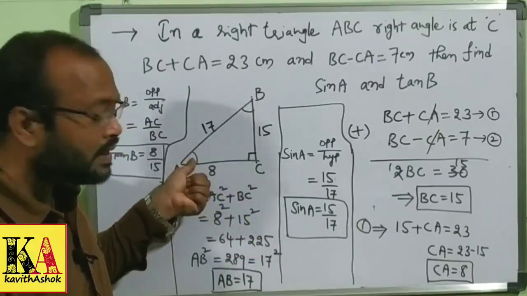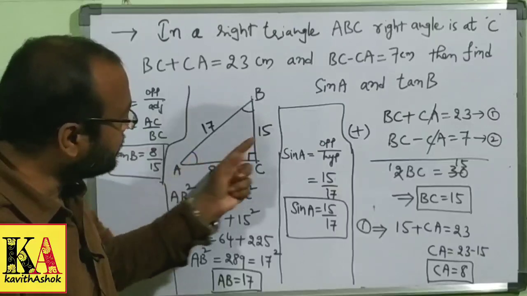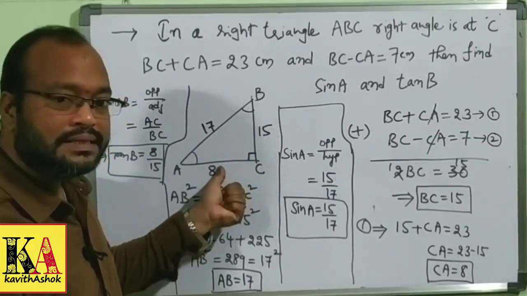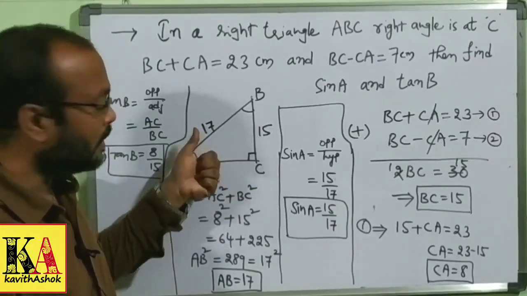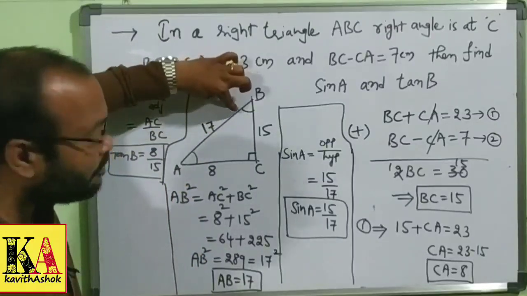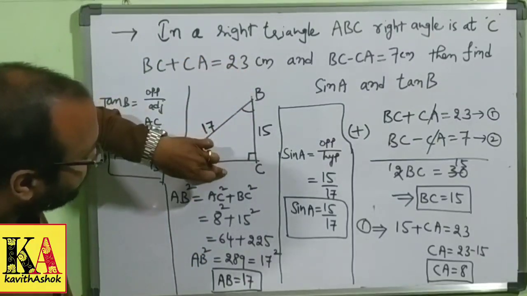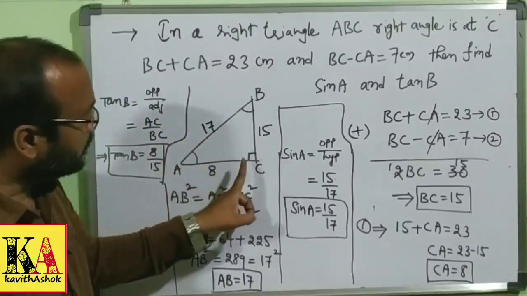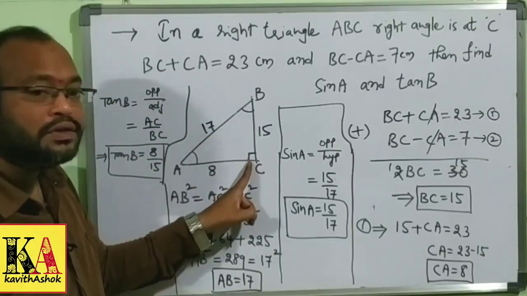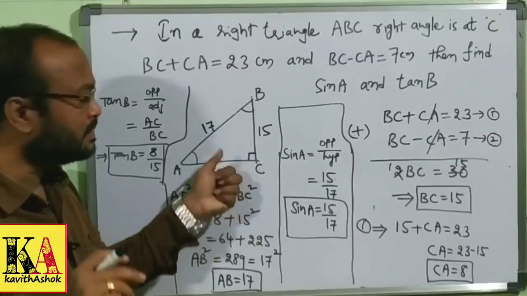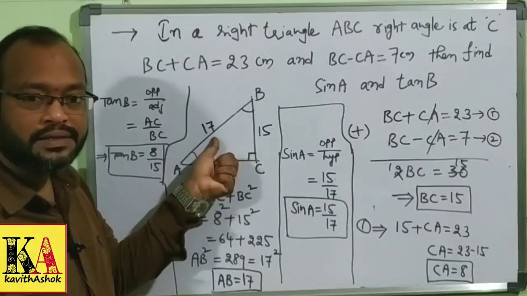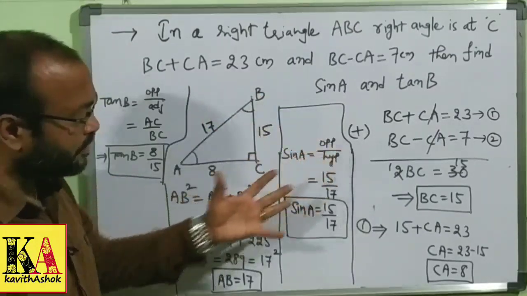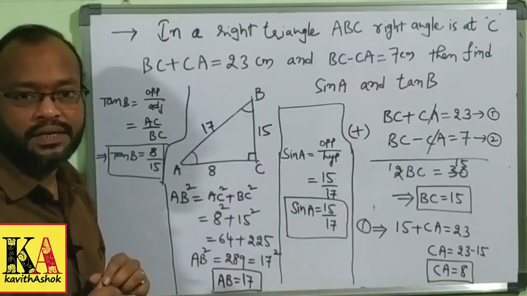Whenever we are taking the angle at A, this is the opposite side, this is the adjacent side, and this is the hypotenuse. Whenever we are measuring the angle from B, this is the opposite side, this is the adjacent side, and this is the hypotenuse. The side which is opposite to the right angle is always the hypotenuse. Just remember that. This is very important for 4 marks question.